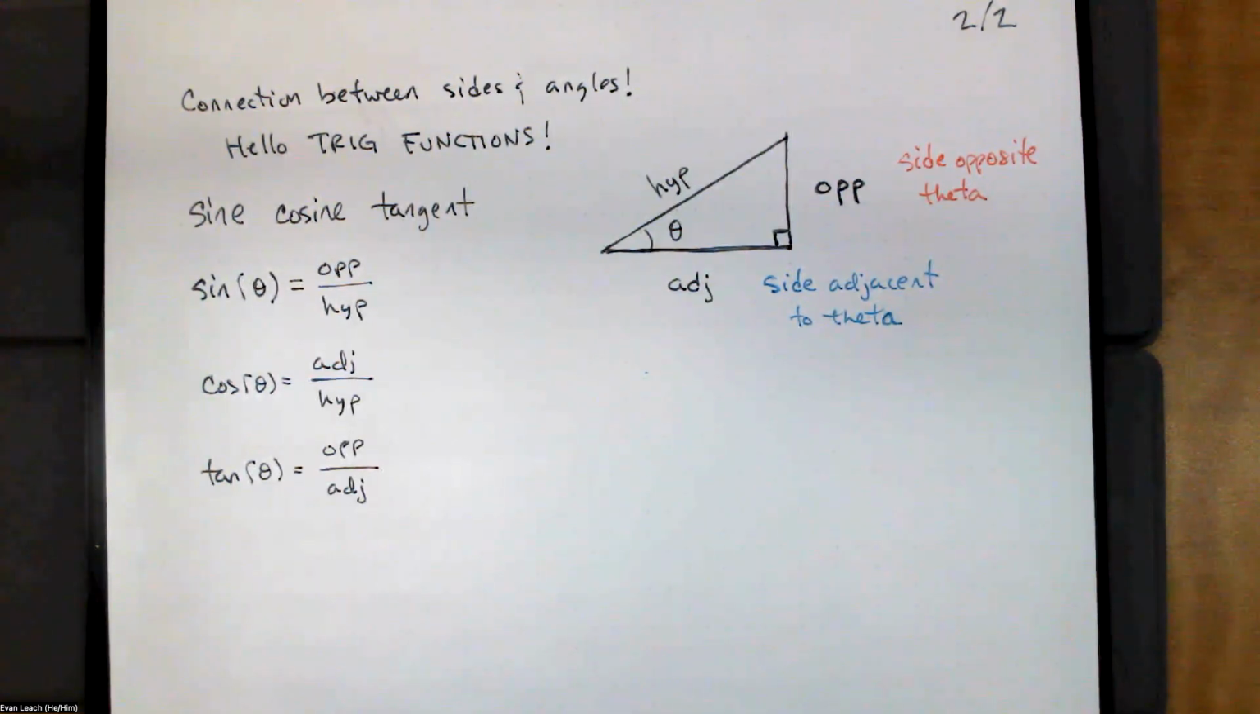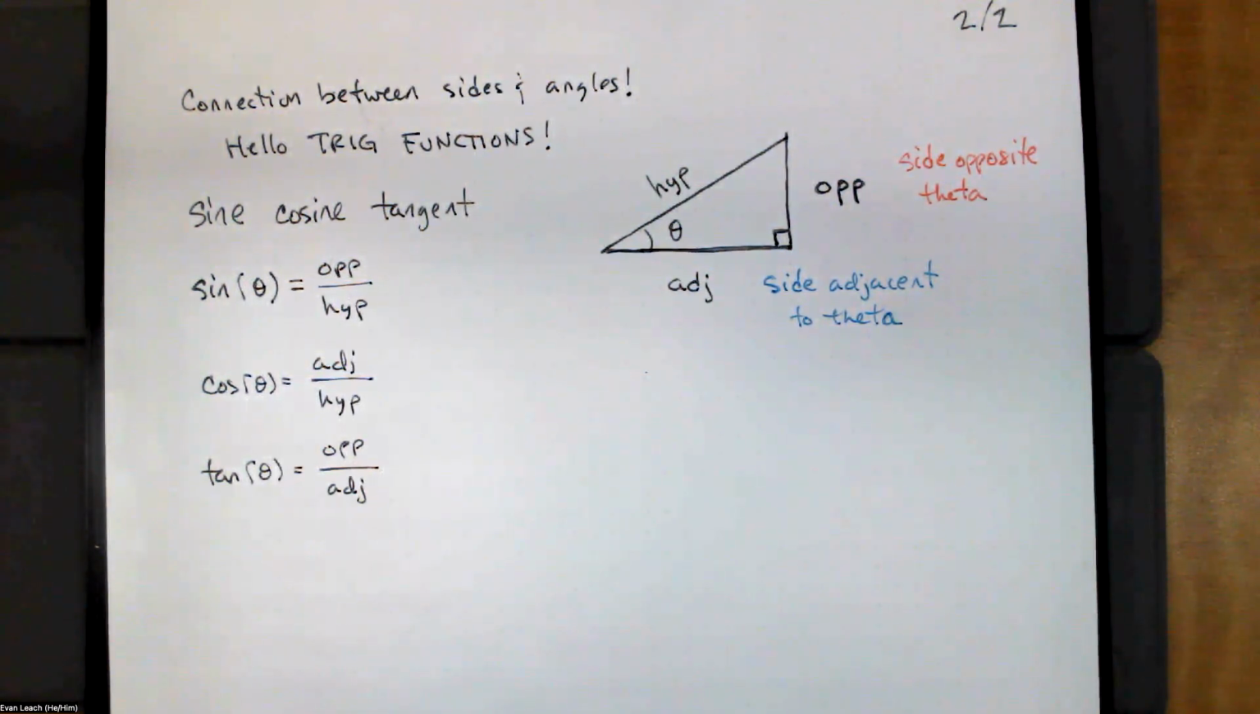The ones with the negatives, those are inverses. So sine is opposite over hypotenuse, cosine is adjacent over hypotenuse, tangent is opposite over adjacent. So you have to remember these ratios.